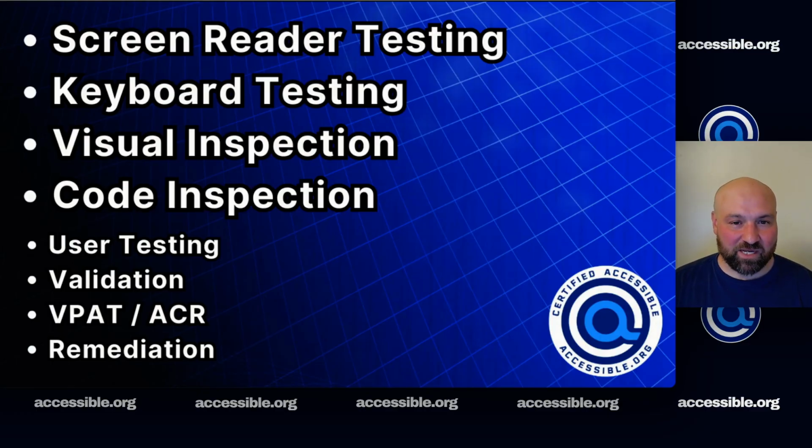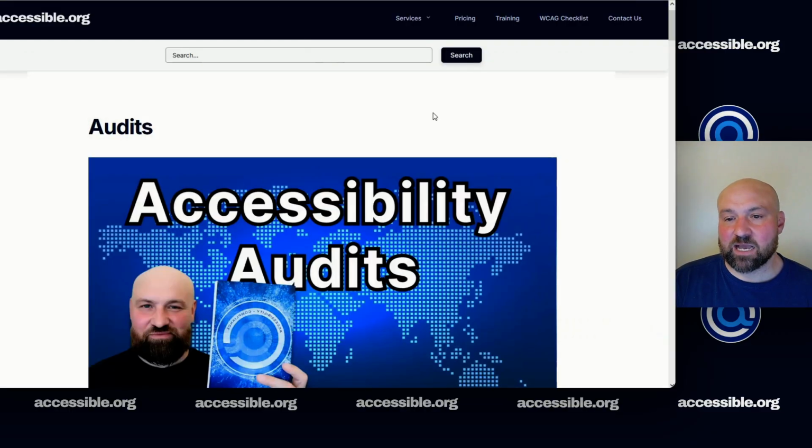And then, of course, remediation is a separate service because remediation is where we are fixing the accessibility issues. And most clients take this on in-house, and that's where the validation comes into play. But these are all separate services. So now we've gone over that graphic. Let's go ahead and tab over to the accessible.org audits page.